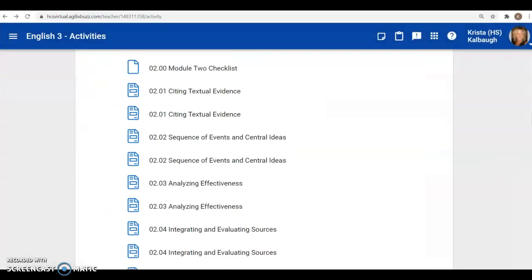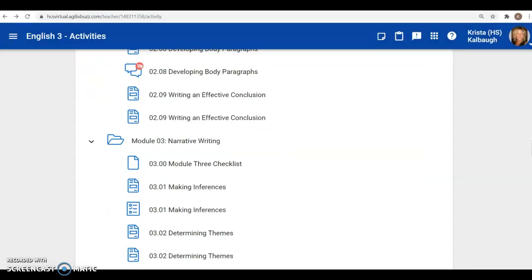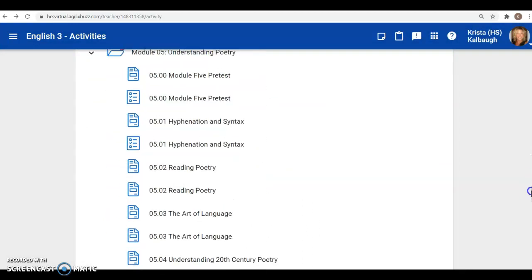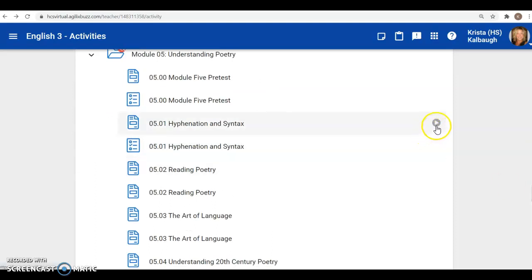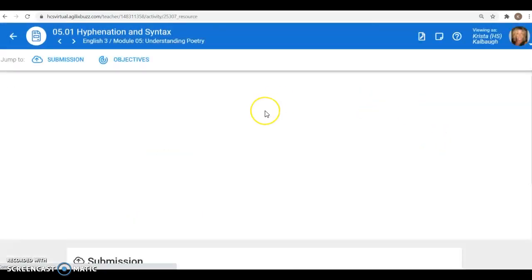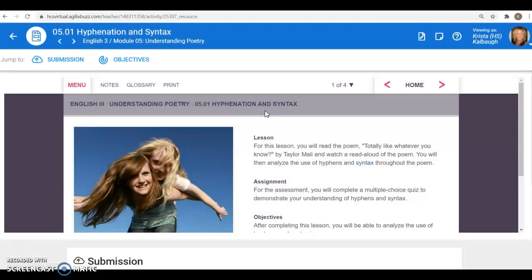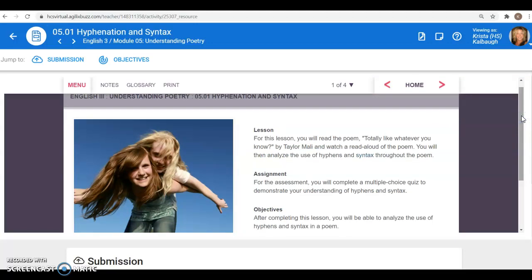So poetry, I love poetry. Some kids don't like poetry because you have to think a little bit, and there's always this deeper level of meaning. So let's take a look at the lesson for syntax. Please make sure that you go through these lessons. They don't take that long. You are going to take a look at a poem called Totally Like Whatever You Know, and there is an author that actually reads it to you. So click on the video and have it read to you, and you can hear how it's supposed to be read. I think that helps as well.